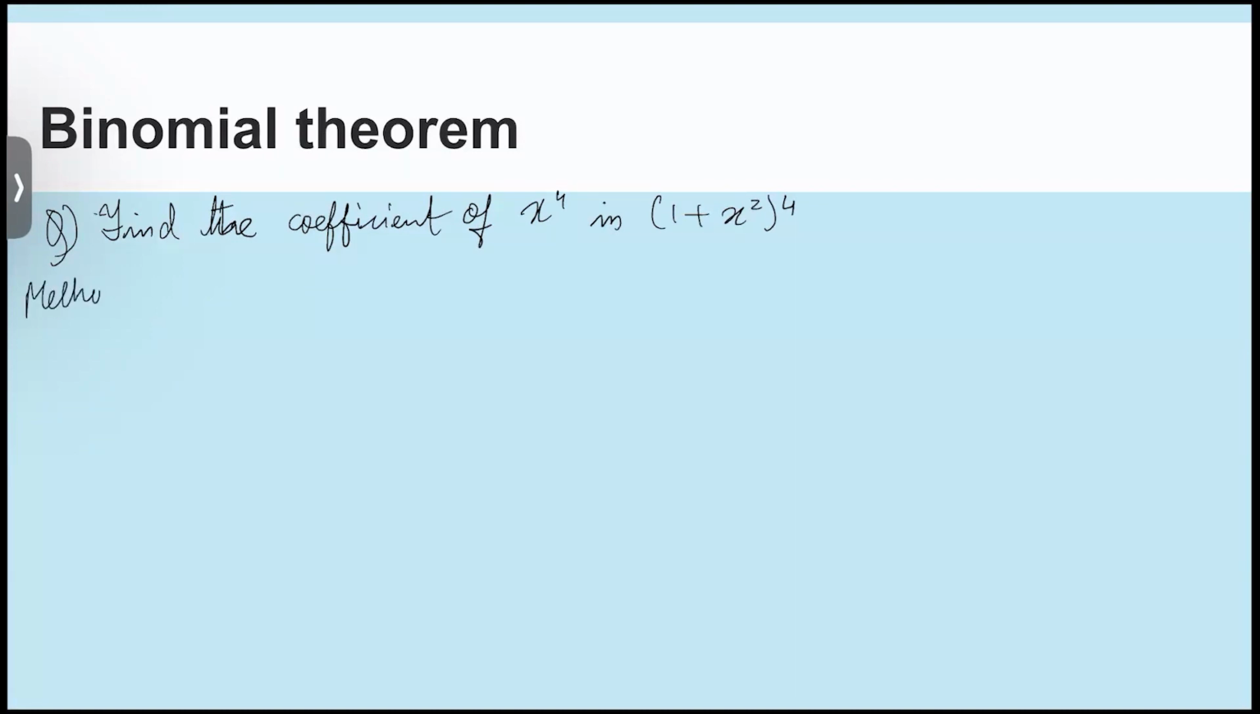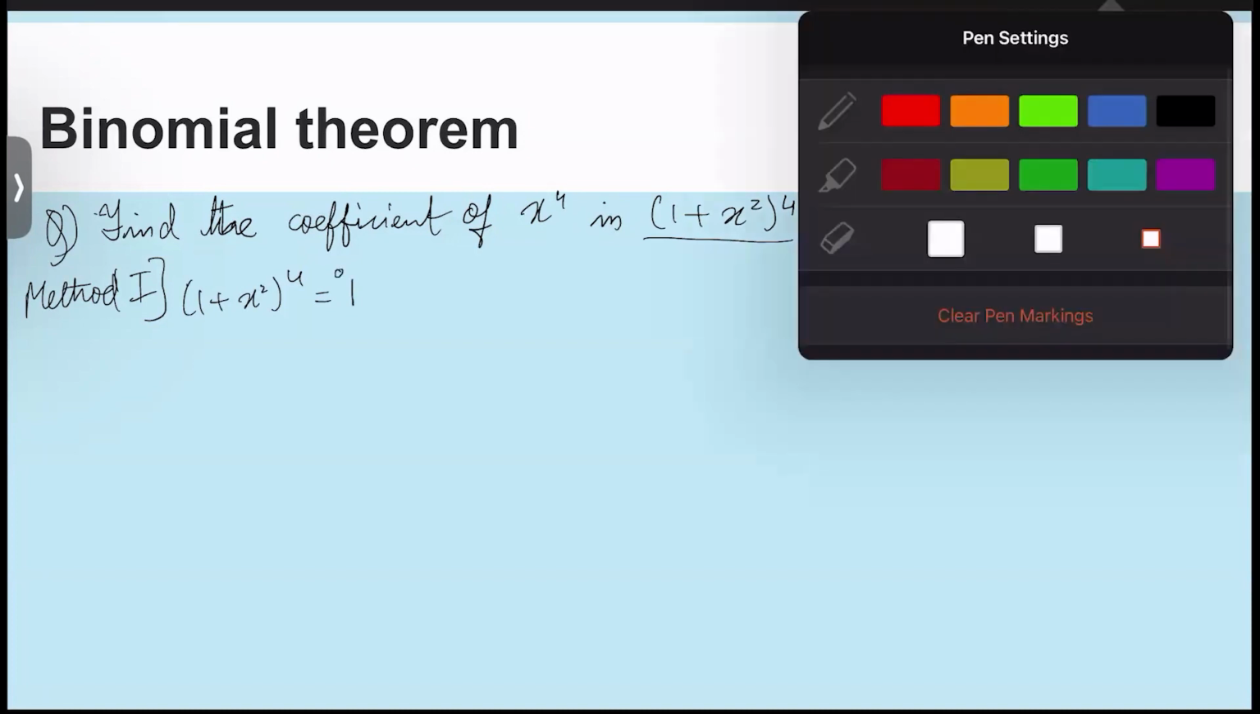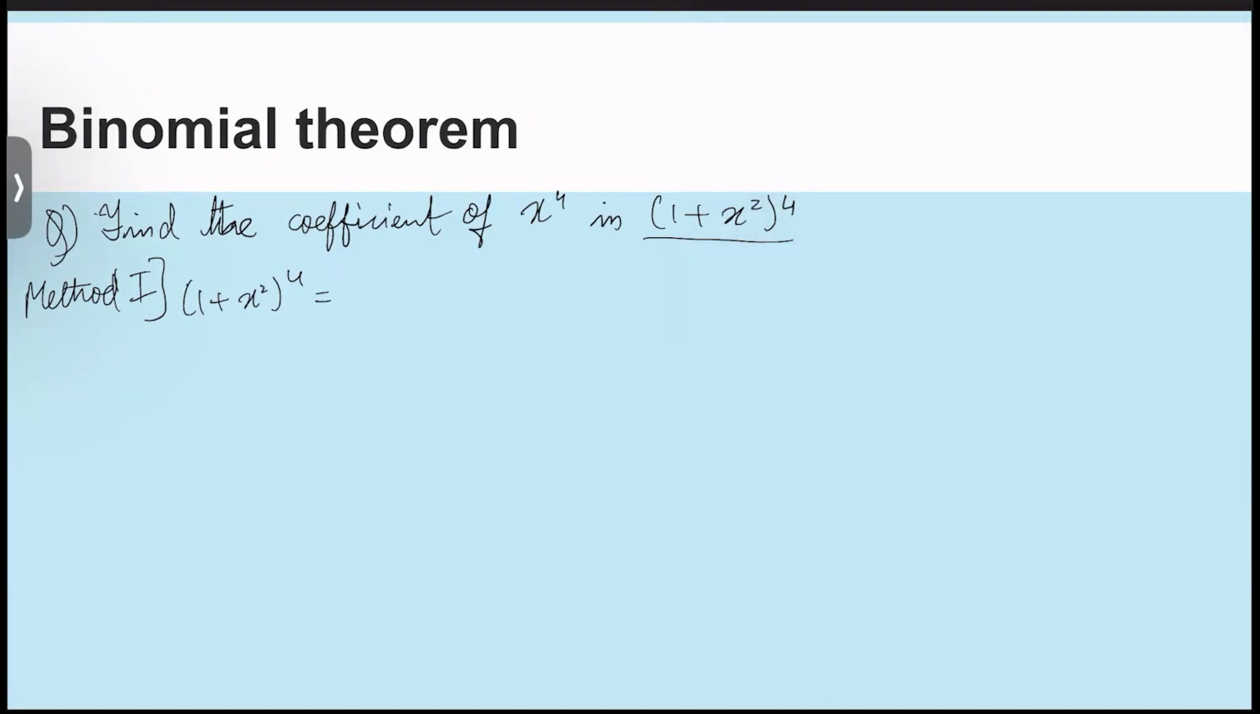Method 1: you can do this by two methods. In method 1, you do the entire expansion and then you can get it. So when you write (1 plus x squared) raised to 4 in the binomial theorem form, the first term is 4C0 times 1 raised to 4, which is 1, and x squared raised to 0, which is 1 again, so we don't write it.